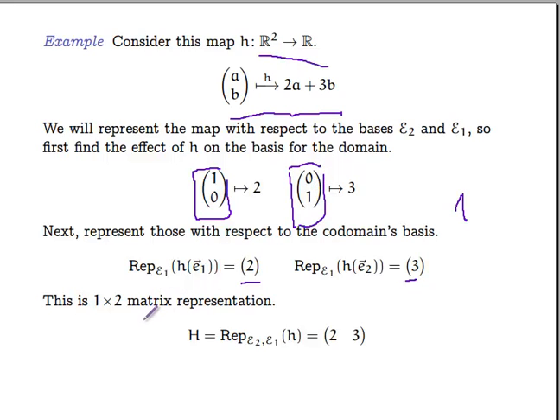To get the matrix representation, we simply write these two representations next to each other. So this is a 1 by 2. Now notice we went from R2 to R1, and this gave me a 1 by 2. If you look back at the previous maps, they were all 2 by 2, and that gave me 2 by 2 matrices. So as you can see, the dimension of the matrix is related to the dimension of the domain and the codomain.